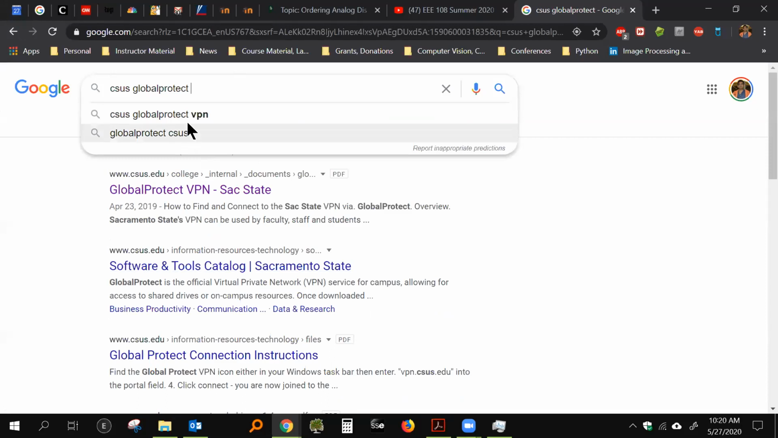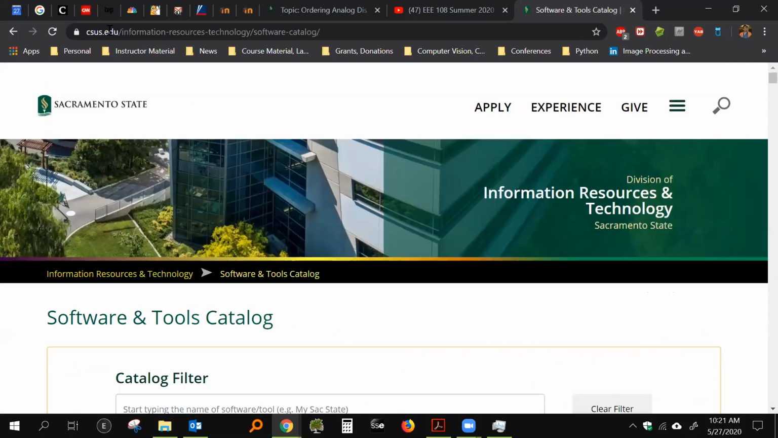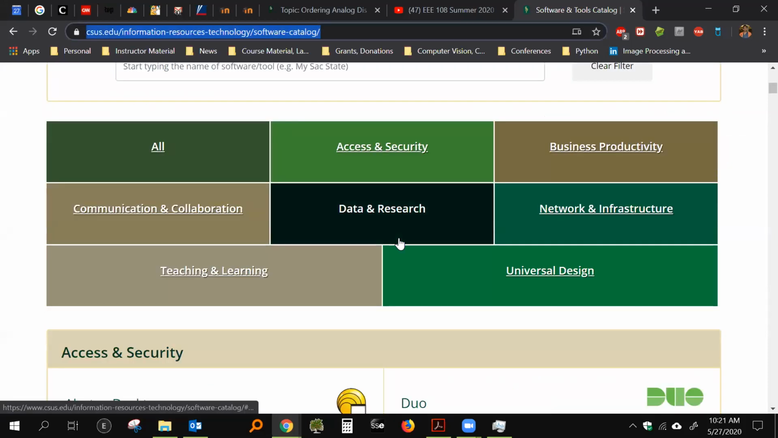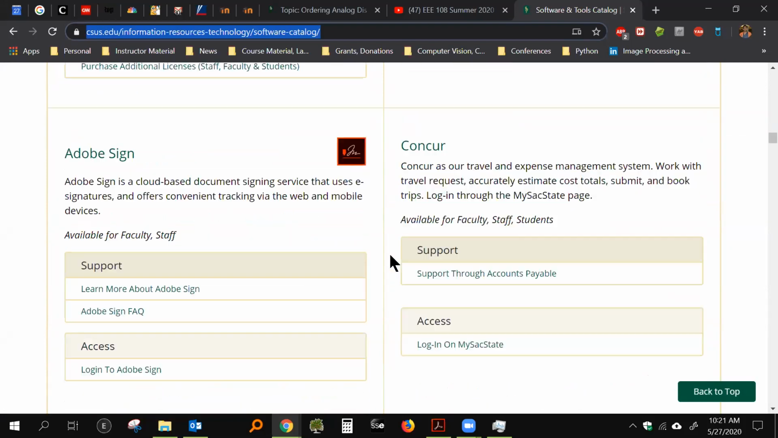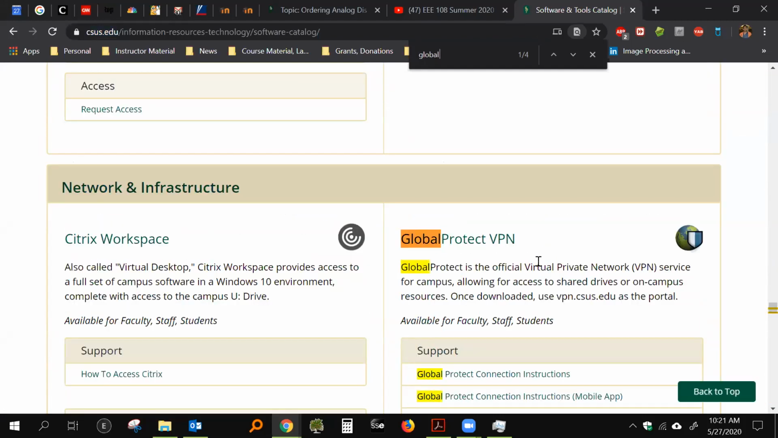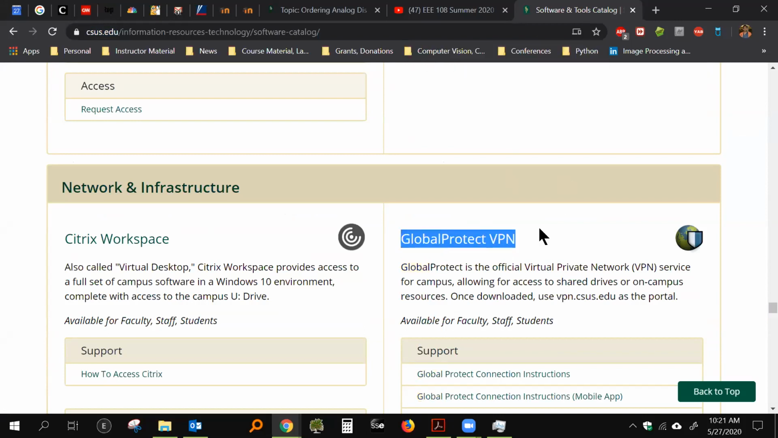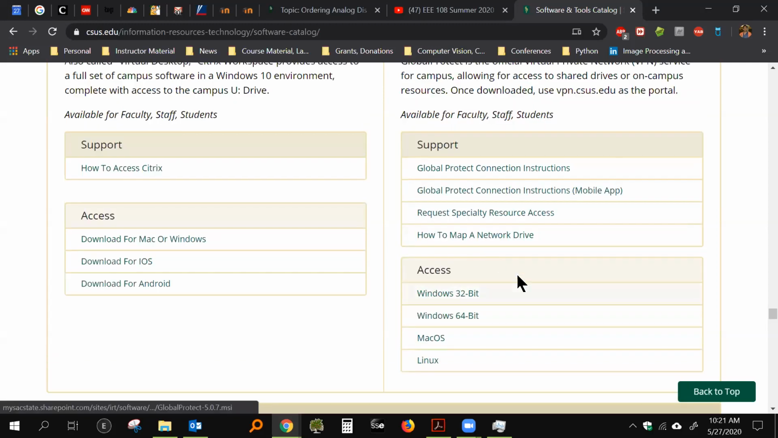Software tools, VPN. If you go to information, IRT, Information Resources Technology, in the software. Okay, so I'm at CS. I simply did a Google search of Global Protect, and somewhere in the list you should see an option to download Global Protect. Okay, right there. I can download Global Protect for my machine here: Mac, Linux, Windows 32 or Windows 64.